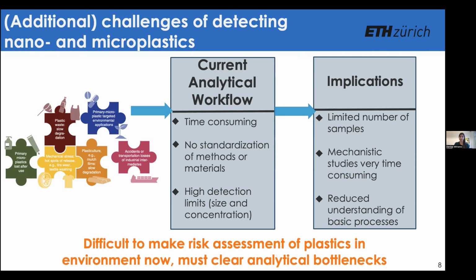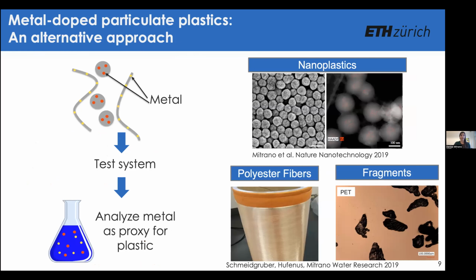So we, in our lab in the last few years, have tried to develop a little different type of approach that we could at least use in laboratory-based systems to more easily be able to measure nanoplastics and microplastics in complex media. Specifically, we have made metal-doped plastics as this alternative approach, where we can synthesize our own plastics with a metal dopant inside, put it into a number of different test systems, which I can detail later, and then analyze this metal as a proxy for plastic.